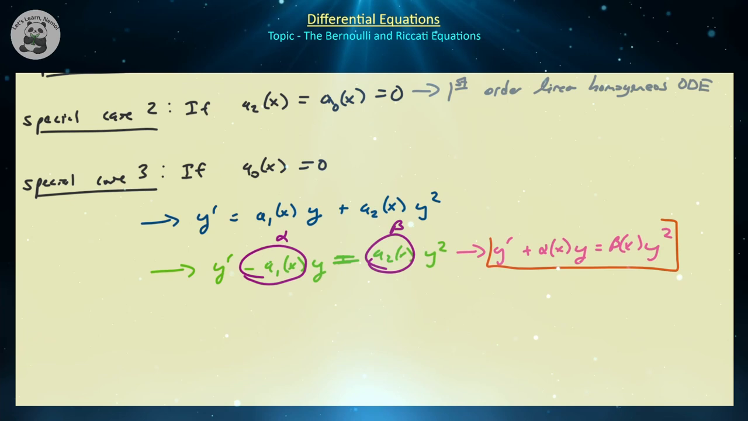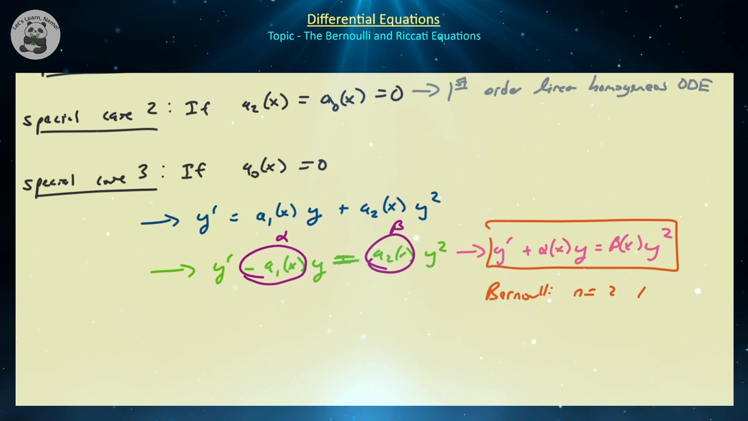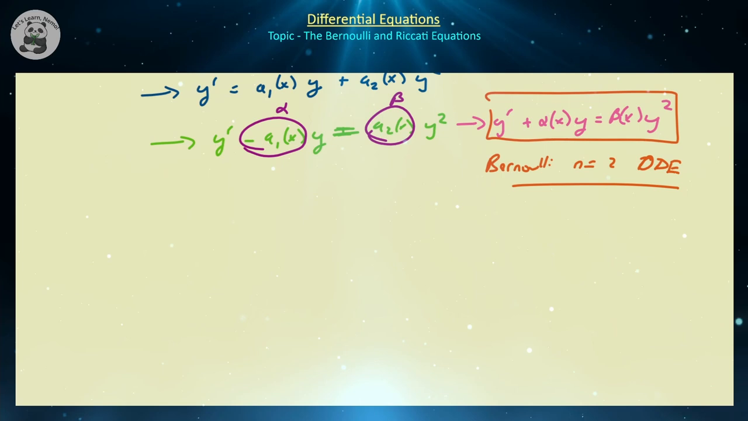This is just a Bernoulli n is equal to 2 ordinary differential equation, which of course is a special case of the generalized Bernoulli equation, which allows n to be more than 2, of course. Right? So that is, you know, some special cases of the Riccati equation. But can we solve the Riccati equation for arbitrary a0, a1, and a2?